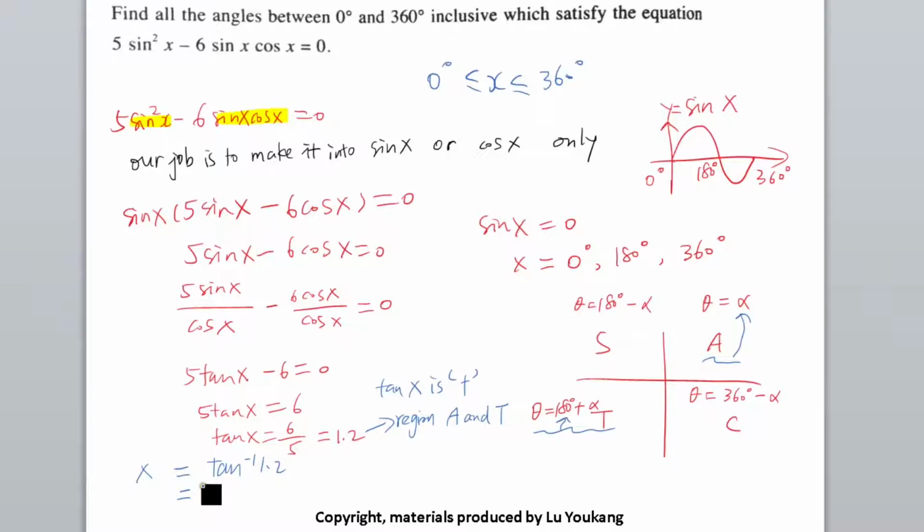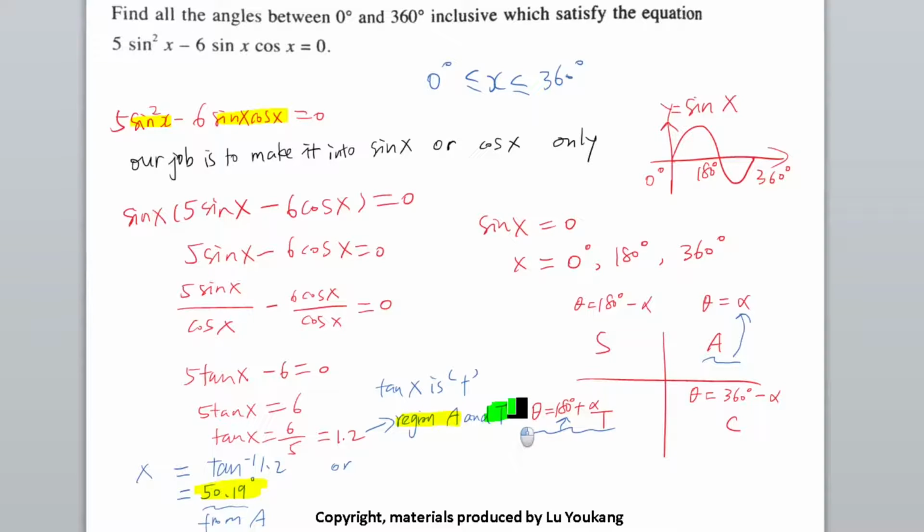So let me go ahead and find out what x is. x equals tangent to the power of negative 1 of 1.2. You should get 50.19 degree, and this is your alpha from quadrant A. So next, since you know your alpha, which is 50.19 degree, another formula from quadrant T is 180 plus alpha.